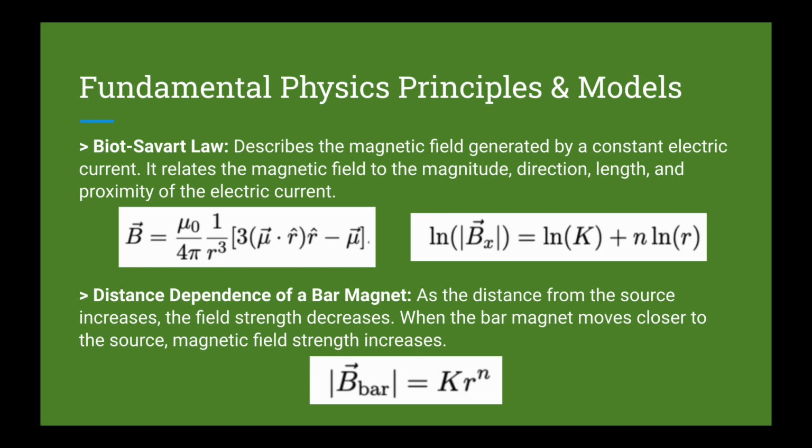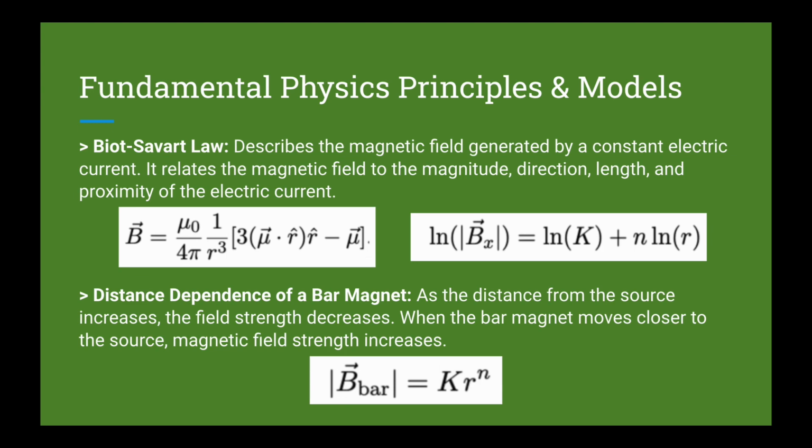Some fundamental physics principles and models used in this lab include the Biot-Savart law, which describes a magnetic field generated by a constant electric current. It relates the magnetic field to the magnitude, direction, length, and proximity of the electric current. Here we see the value of the magnetic field, as well as the relation that the natural log of the magnitude is equivalent to the natural log of k plus n times the natural log of r.